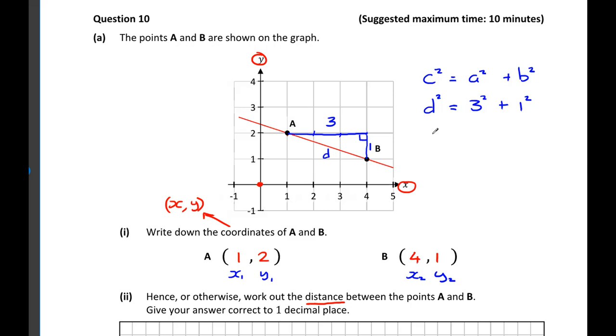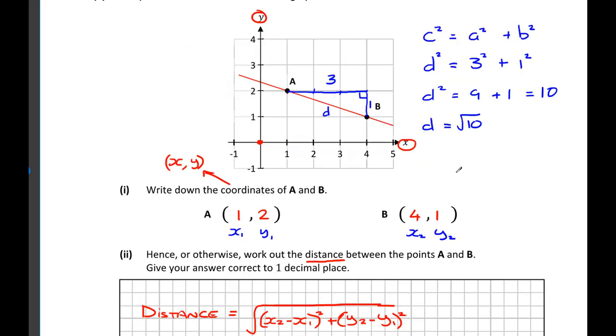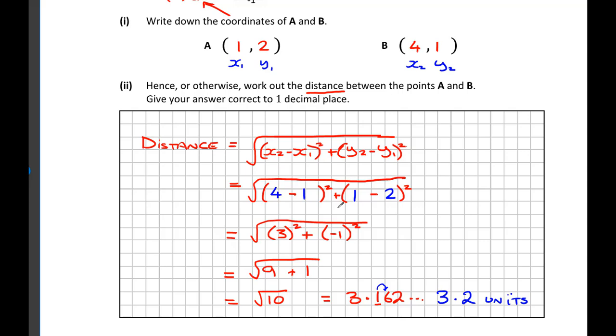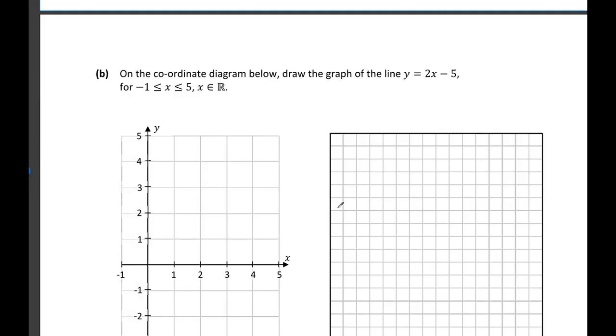You know what I mean? So then you could say D squared equals 9 plus 1, which is 10. So D is equal to root 10. So that's what the distance formula is: it's just Pythagoras' theorem for points. That's it. Nothing magic.